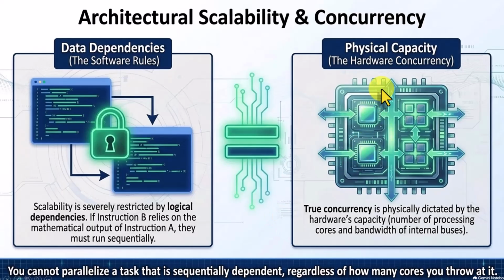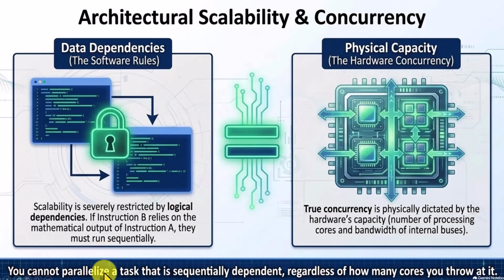And the other one is physical capacity. True concurrency is physically dictated by the hardware's capacity: the number of processing cores and the bandwidth of internal buses. So if we have fewer cores or the bandwidth is limited, again, that limits the scalability and concurrency. So that is the thing.